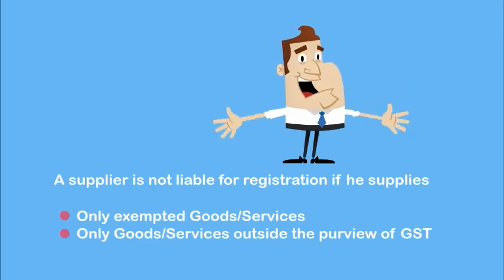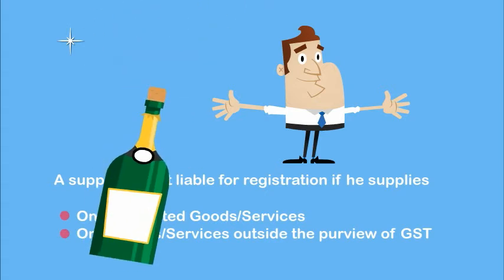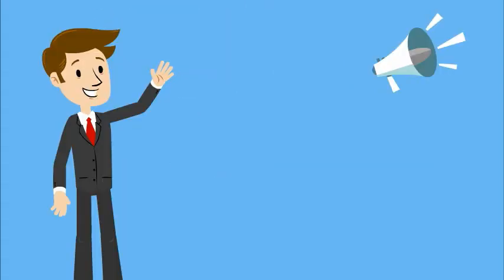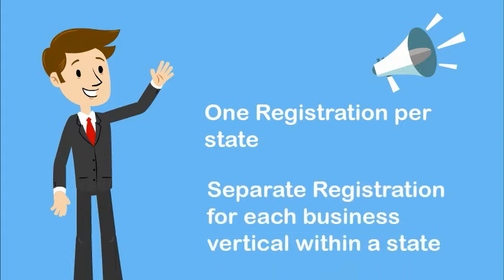A supplier is not liable for registration under GST law if his aggregate turnover consists of only goods or services that are either exempted or outside the purview of GST, like liquor for human consumption. Every person liable to take registration will have to get registered separately for each of the states where he has a business operation. However, he could choose to have a separate registration for each business vertical within a state.